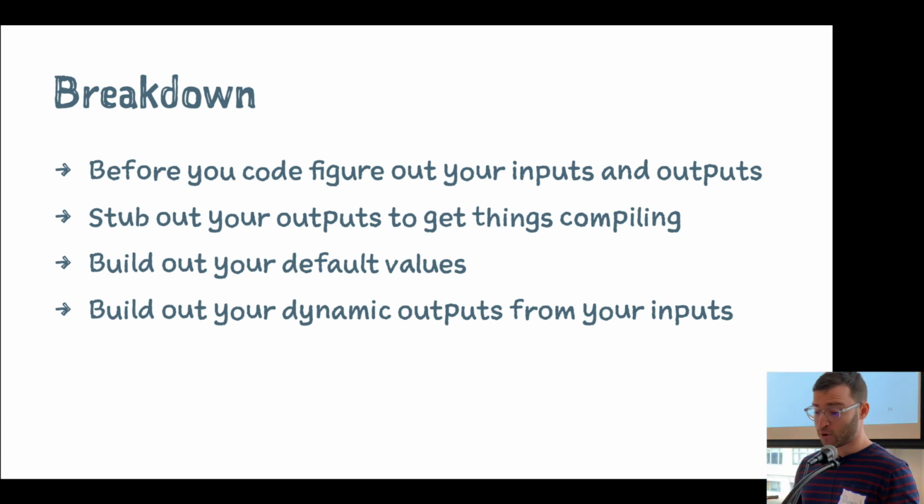Okay, so just a quick breakdown. This is the thought process I use, and I think you all just watched it in real time with me sweating. So before you code, I like to figure out your inputs and outputs, literally stare at your mock, and in your mind get used to saying, that's an input, that's an output. Stub out your outputs to get things compiling with those never signals. Build out your default values like we did, and then start building out your dynamic outputs based on your inputs. And I've been doing this for all sorts of things.